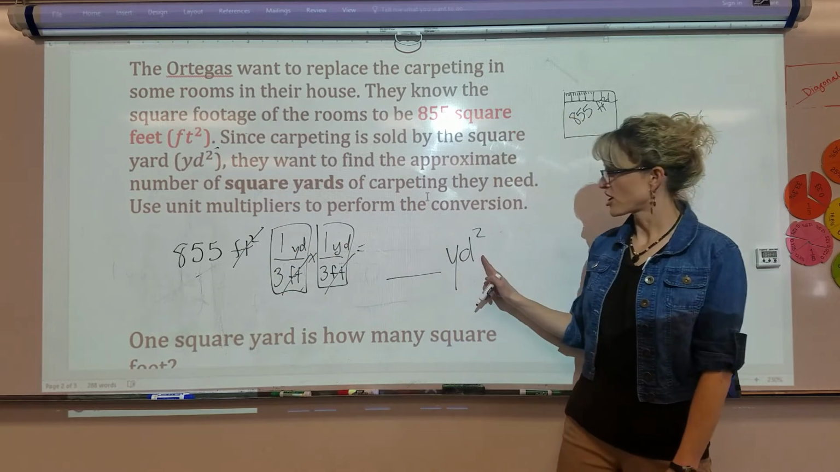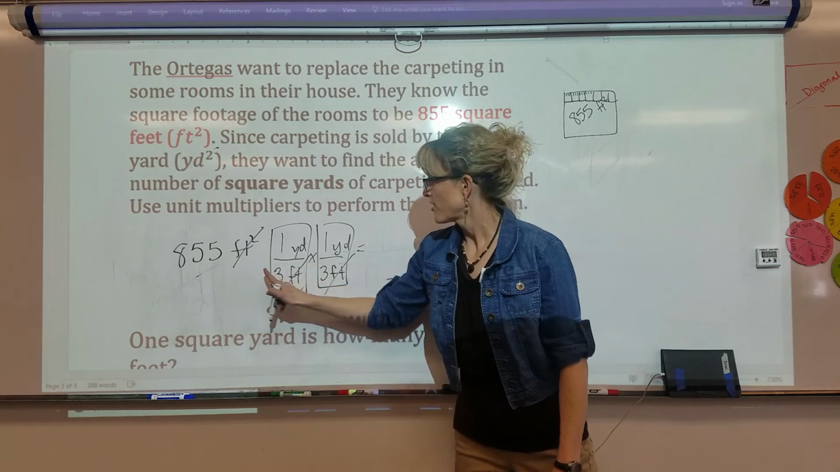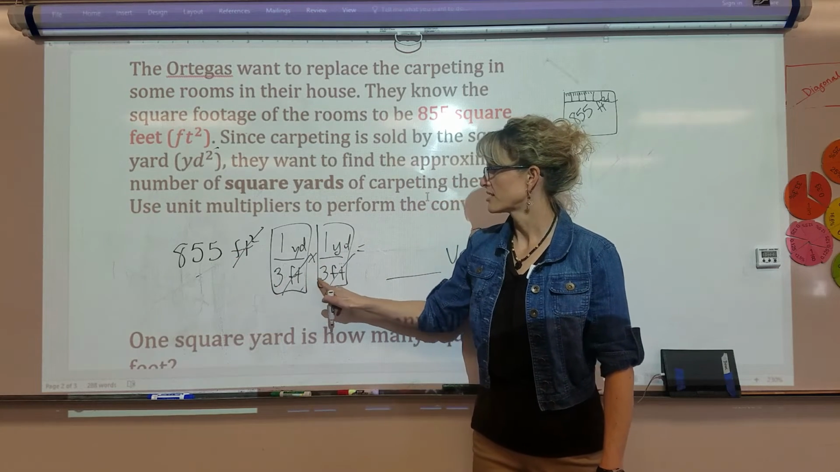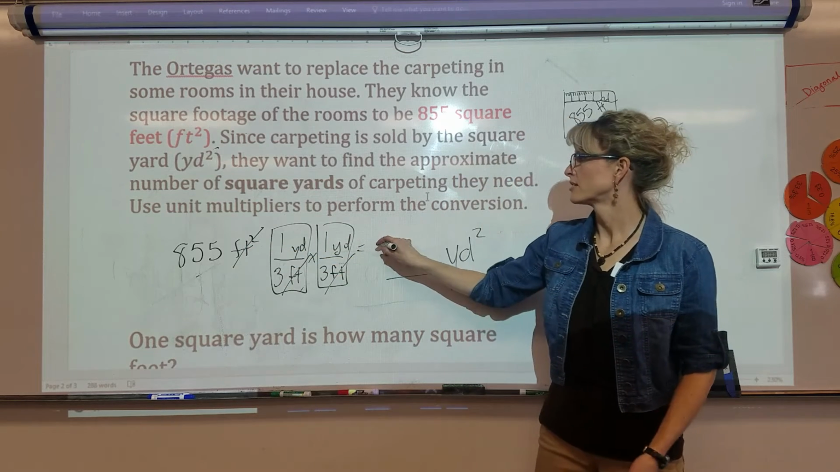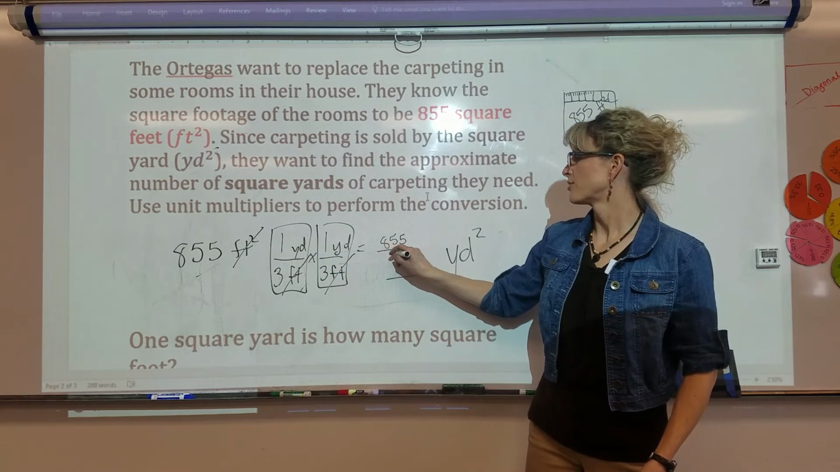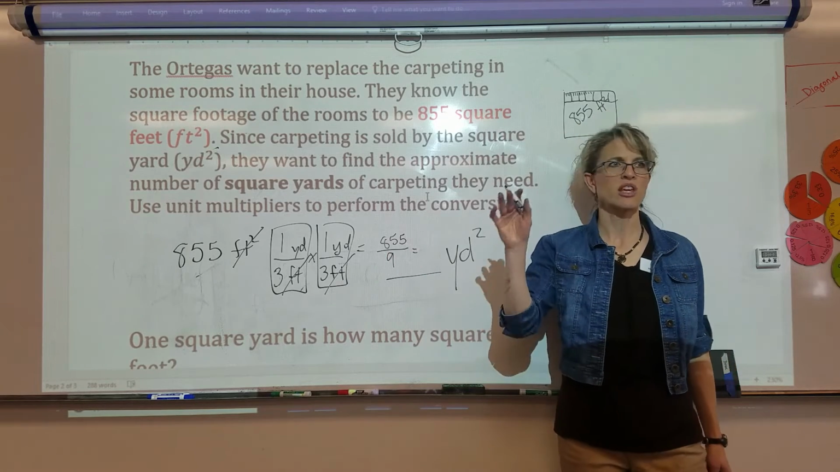Yard times yard gives us yard squared. Perfect. So we need to do 855 divided by 3 times 3. So it's really 855 times 1, all of that divided by 9. And someone's going to type that in for us. Raise your hand with the answer, Jacob.